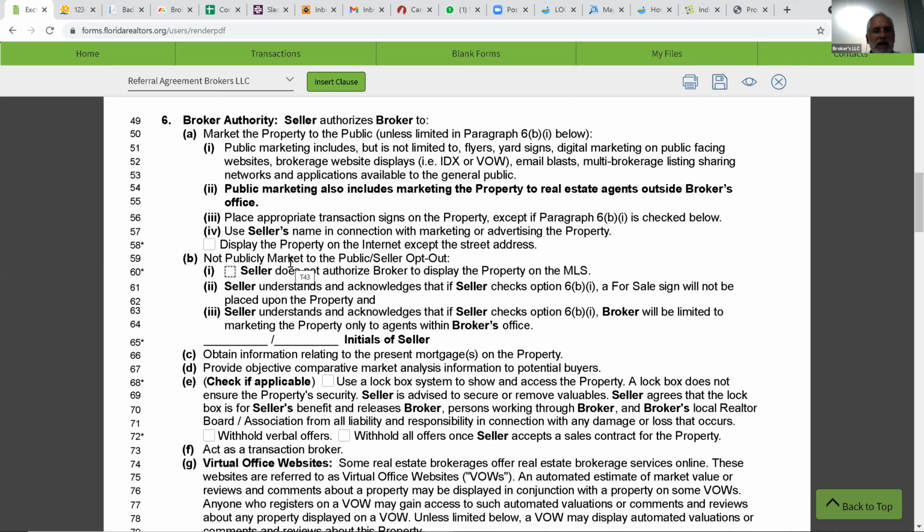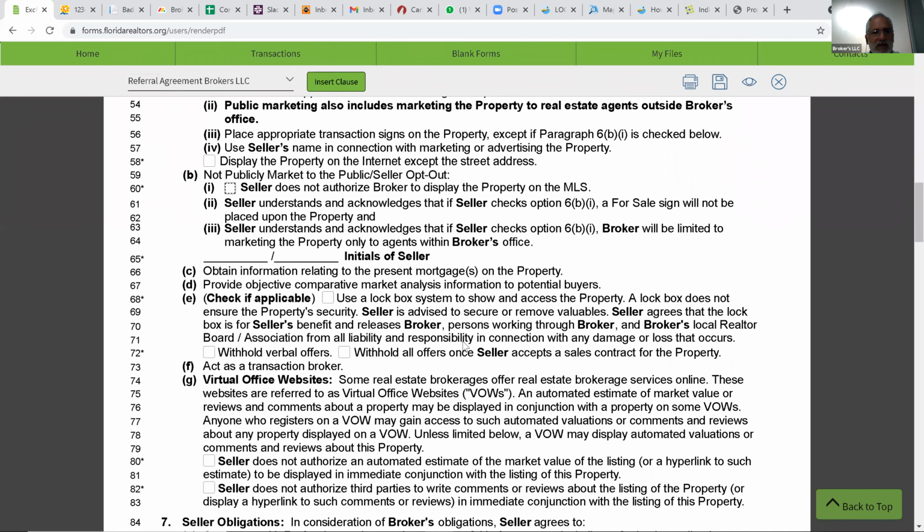A pocket listing is whatever listing that you have in hand, you have a contract signed by the seller, but you don't put it on the MLS. The important part right here, let's see what I understand and what you know, okay.